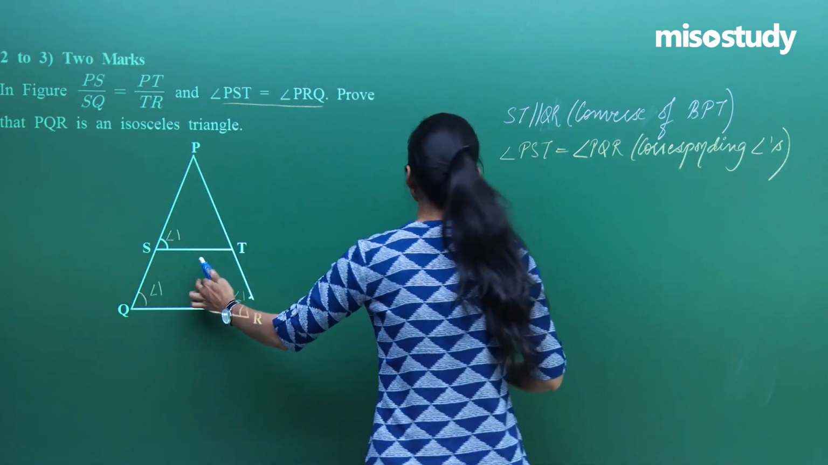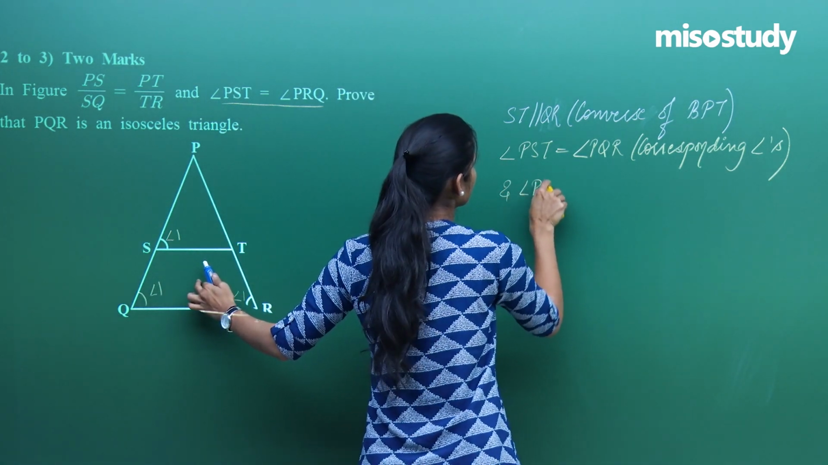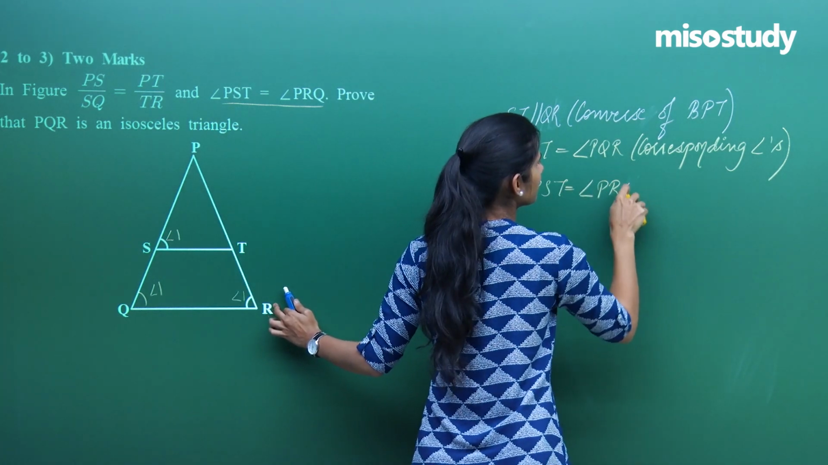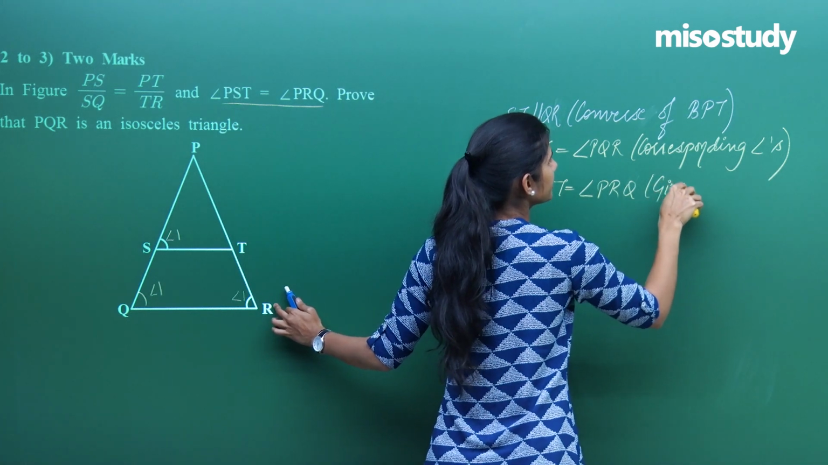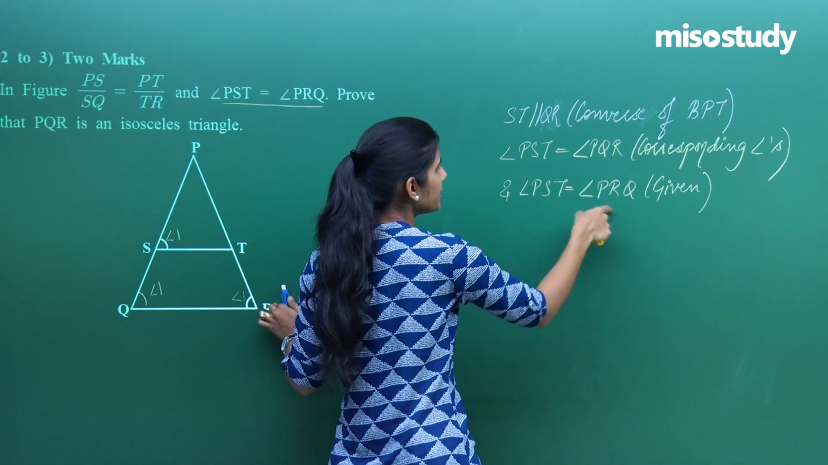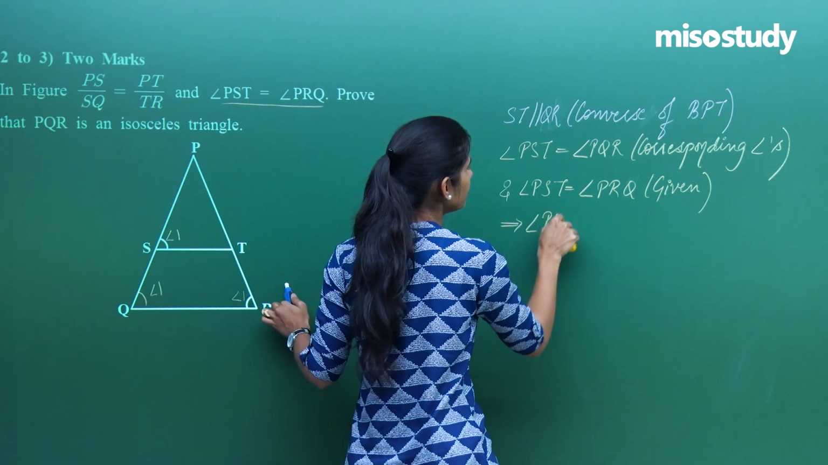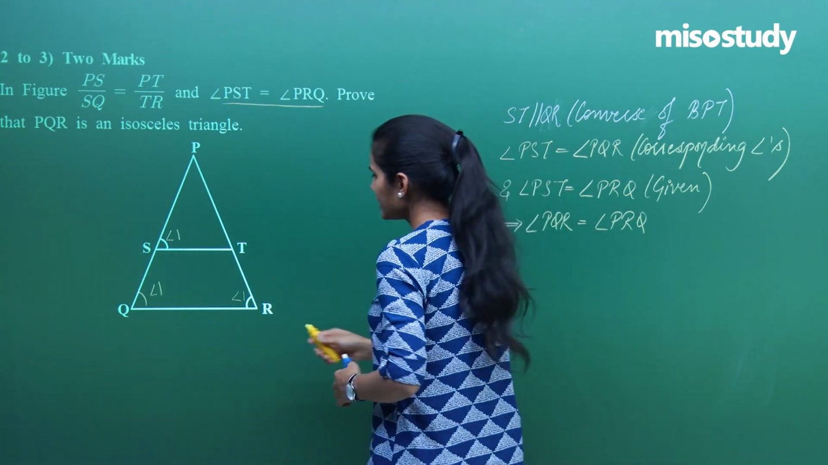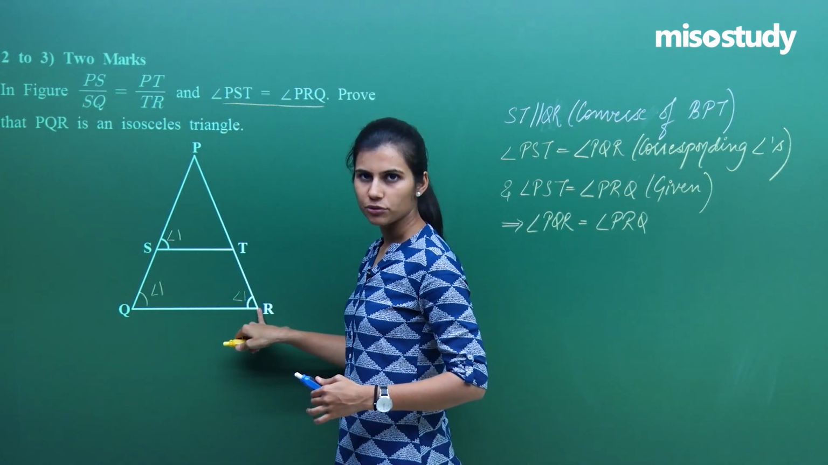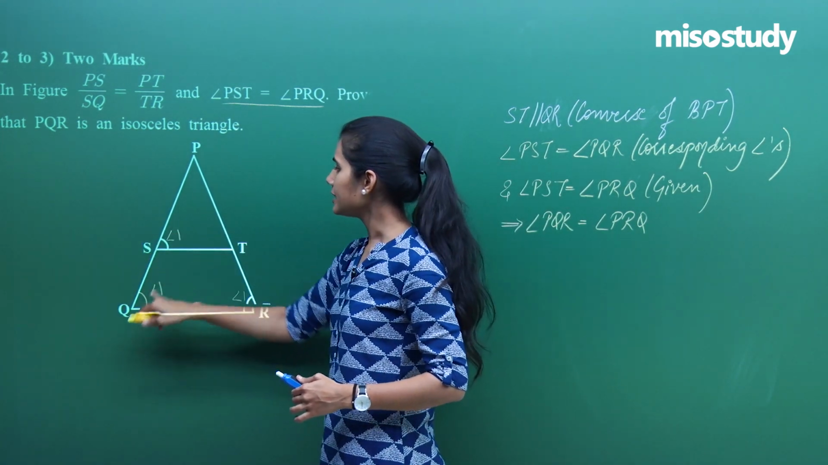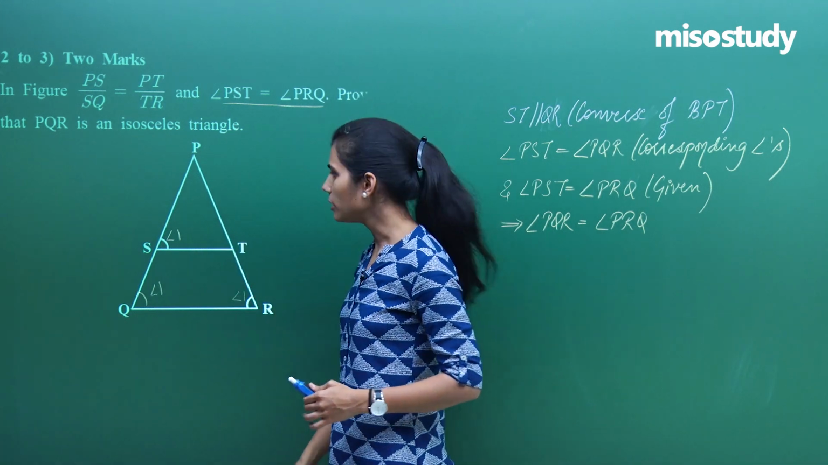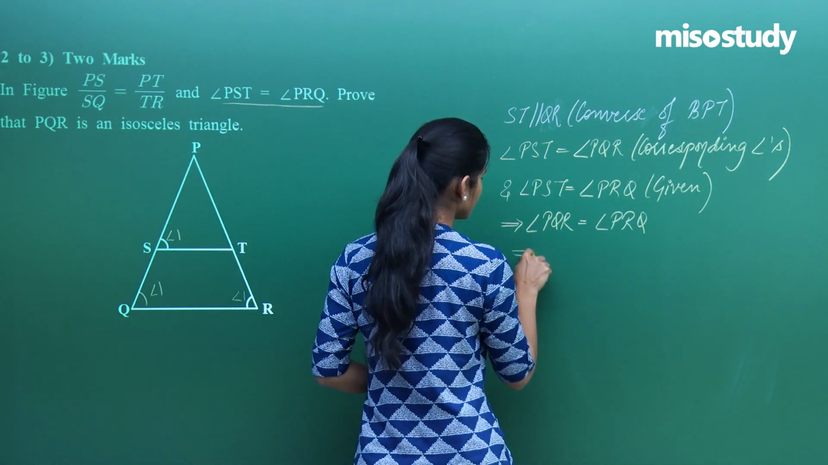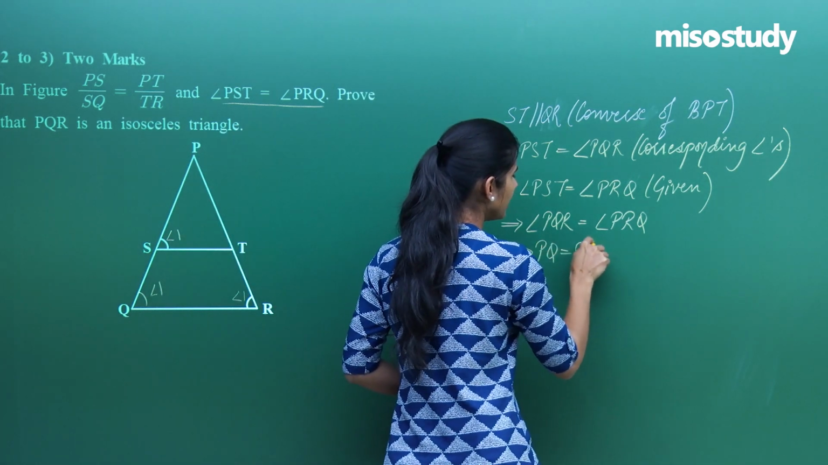So if this is angle 1, this is also angle 1. Already it is saying that angle PST is equal to angle PRQ. This it is already giving. So PST is this also, PST is this also. So you are getting angle PQR is equal to angle PRQ. If you are getting angle PQR is the same as angle PRQ, then you know that sides opposite to equal angles are equal. So if angle Q is equal to angle R, then PQ is equal to PR.